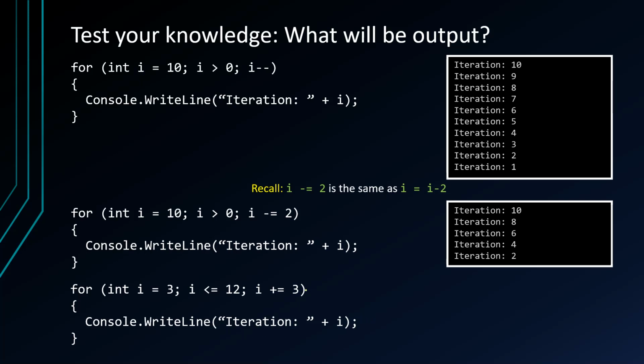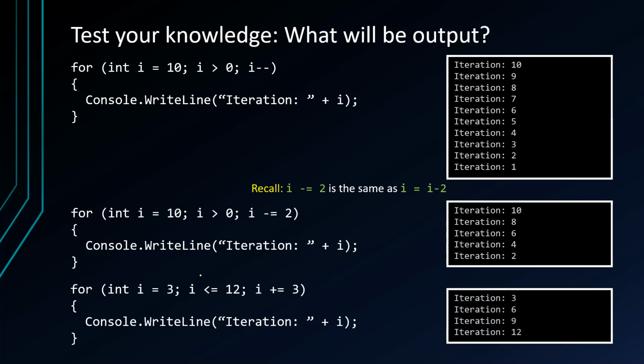Then it's going to add 3. We're at 6. 6 is still less than or equal to 12. It's going to come in. It's going to display 6. And then 9. And then it's going to add 3 more. It's going to be at 12. 12 is still less than or equal to 12. So it's going to display 12. Then it comes up to the change step. And now we're at 15. 15 is not less than or equal to 12. So that's where it'll end. So we end up with 3, 6, 9, and 12.